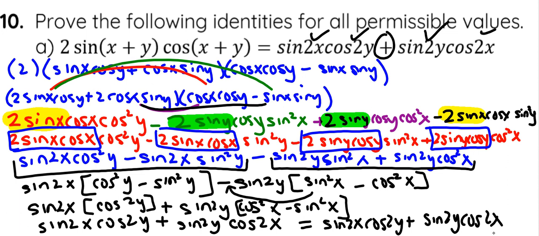So what I've done now is I have shown that the left side of this is equal to the right side of that. And since LS equals RS, this identity is proved.